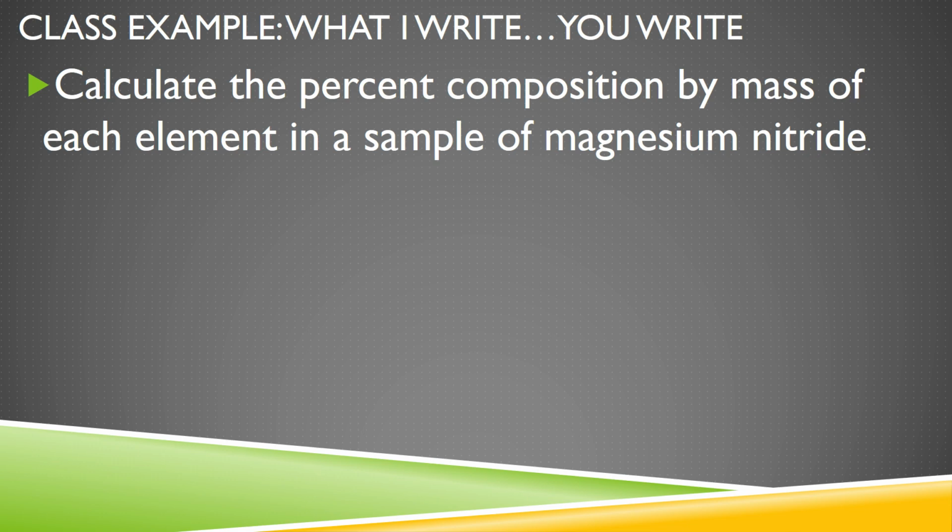So if I gave you a question like this that said, calculate the percent composition by mass of each element in magnesium nitride, what's the first thing that we're going to have to figure out? I heard somebody say it. The formula. All right. So what's the symbol for magnesium? What's the symbol for nitrogen? It's N. So I need to know that magnesium forms a +2 and nitrogen is a -3. So what's the formula going to be for this?